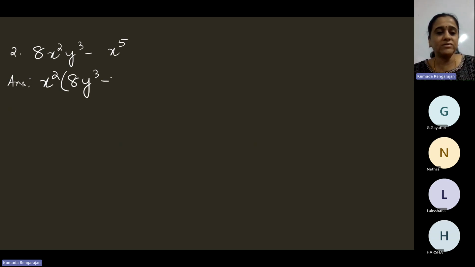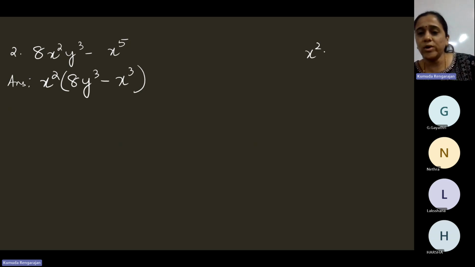8y cubed minus x to the power 3. Why? Because x squared into x cubed, bases are same and it's multiplication, so you should add the powers. X to the power 5.